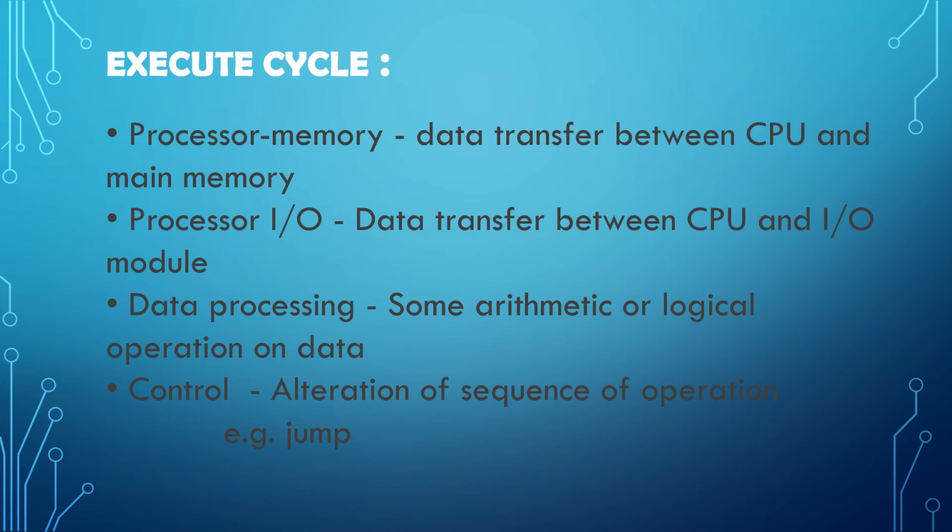Execute cycle. This is the part of the cycle where data processing actually takes place. The instruction is carried out upon the data and executed. The result of this processing is stored in another register. Once the execute stage is complete, the CPU is set to begin another cycle once more.